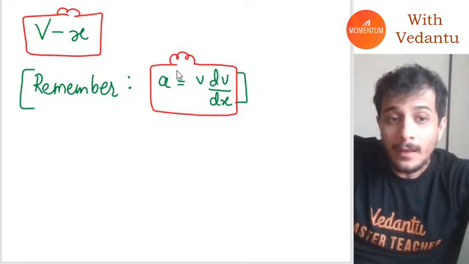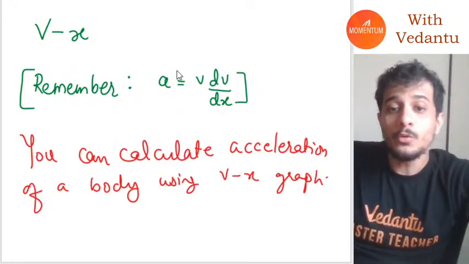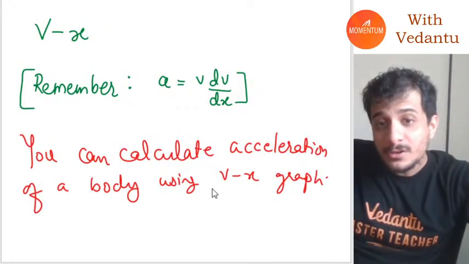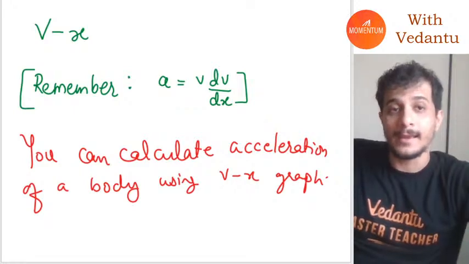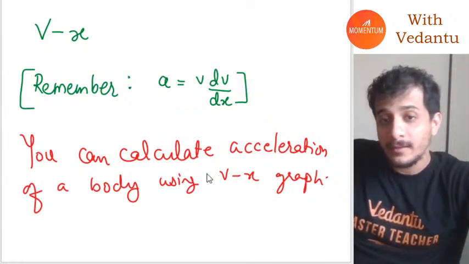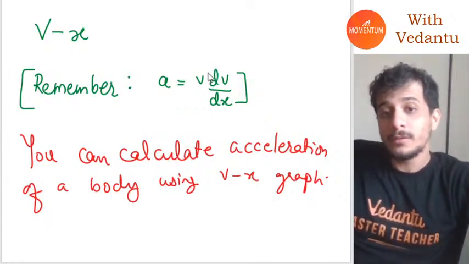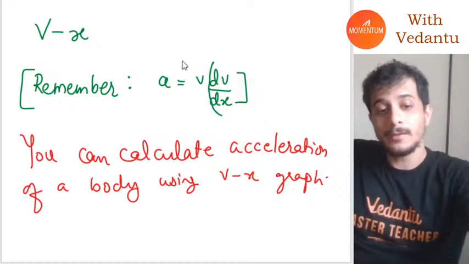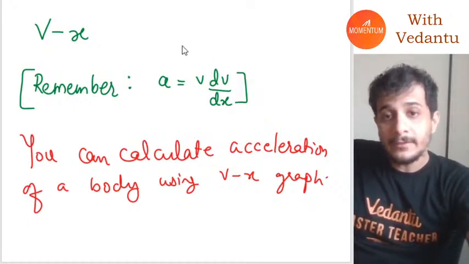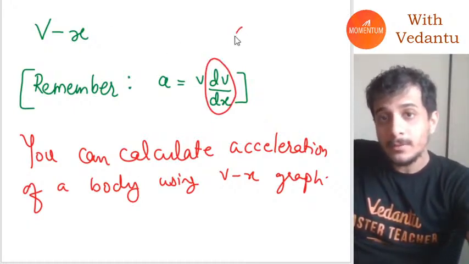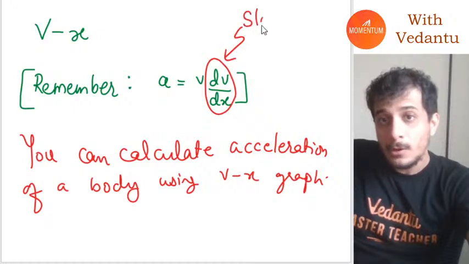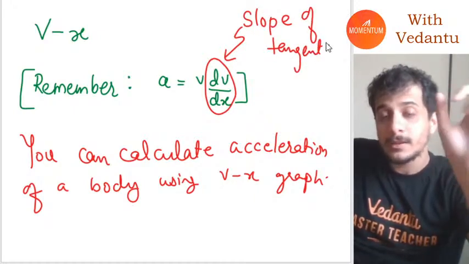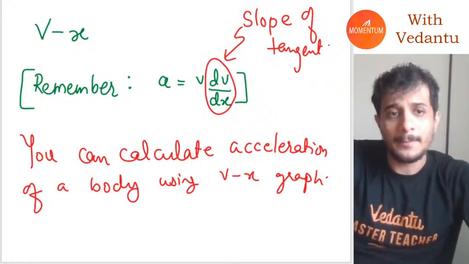Now that means you can calculate acceleration of a body from a V versus X graph. You can calculate the acceleration of the body using the V versus X graph, because if you know dV by dx, it will be nothing but the slope of the tangent. What do I mean?